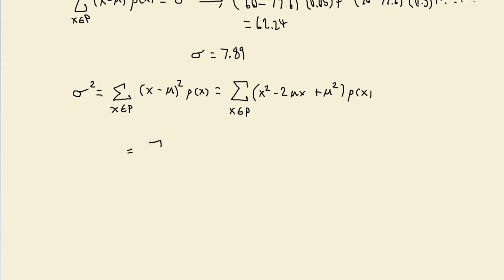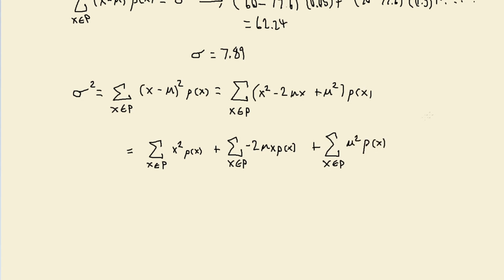So I'm going to say this is equal to the sum across all the elements in the population of x squared times the probability of x, plus the sum across all the elements in the population of minus 2 mu x times the probability of x, plus the sum across all the elements in the population of mu squared times the probability of x. And so let's contend with each of these.